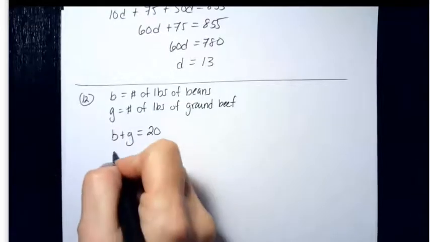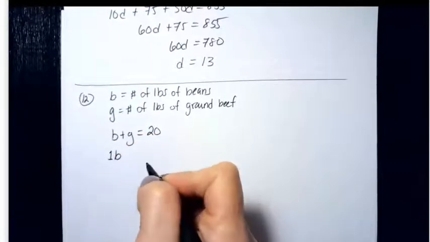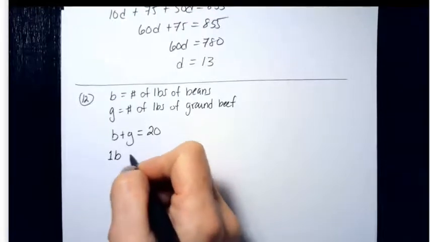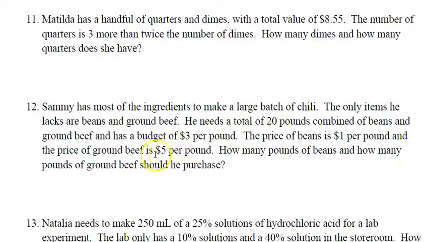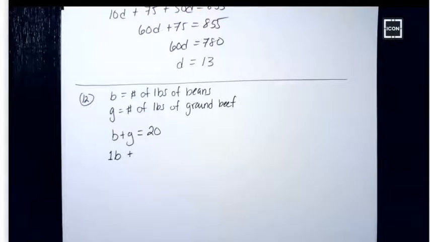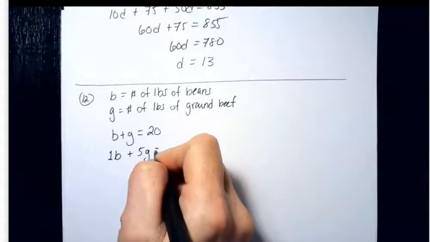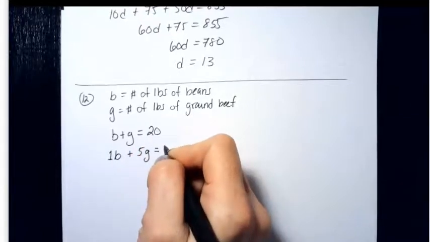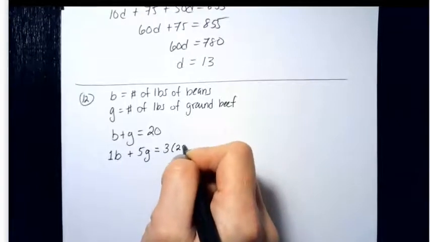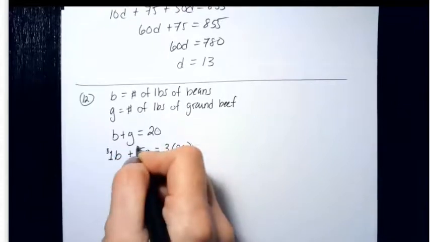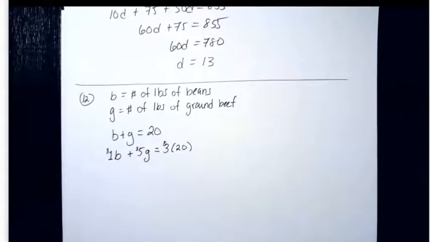So it's $1 per pound for beans. This is $1 here for the number of pounds of beans that we purchase, plus $5 per pound for ground beef, and we want our mix, the 20 pounds, to be $3 per pound. $3 times the 20 pounds. Right, so the coefficients here represent the money, and the variables, and this 20 are the number of pounds.